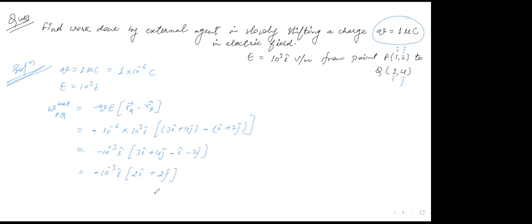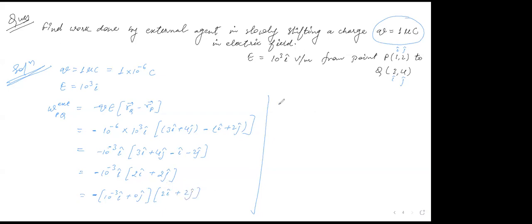Is it clear or not? Yes, sir. Now look here, please. This minus 10 raised to the power minus 3 I cap can be written as minus 10 raised to the power minus 3 I cap plus 0 J cap. Is it right or not? You can write here 0 J cap. Yes, sir. And in bracket, 2 I cap plus 2J cap.